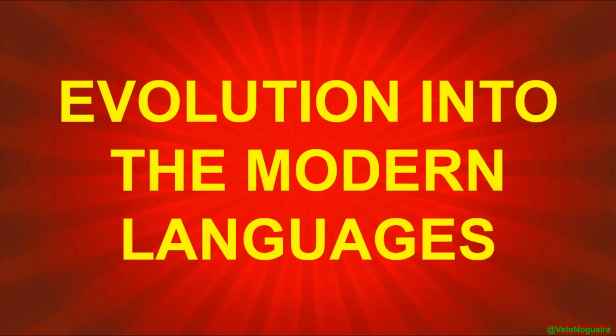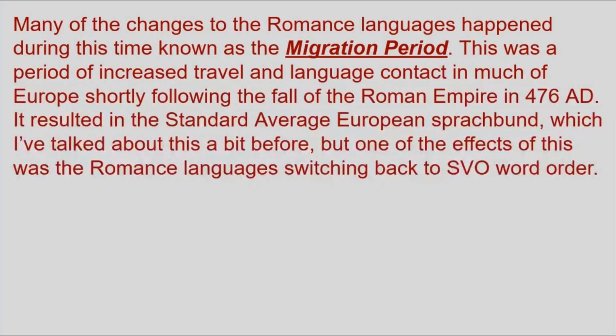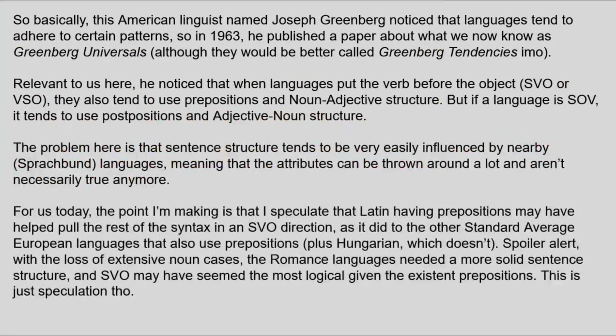So how did this whole mess end up getting organized in modern Romance languages? Well, it was probably a result of both intermixing with other European languages in the early AD years, and the fact that Latin always used prepositions, pulling the languages in that direction to comply with Greenberg universals, but the whole branch has now shifted to SVO word order.